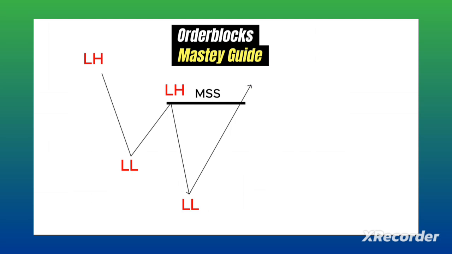So after that happens, we want to look for an inefficiency on the lower low and find if there is a significant order block near that area.